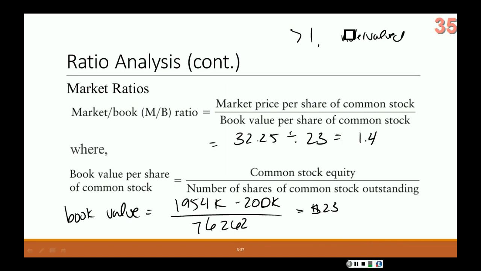Please scratch that, I just said it backwards. If the market to book ratio is greater than 1, that means the market price is greater than the book value, the stock is overvalued. If the market to book ratio is less than 1, the market price is less than the book value, then it's undervalued.